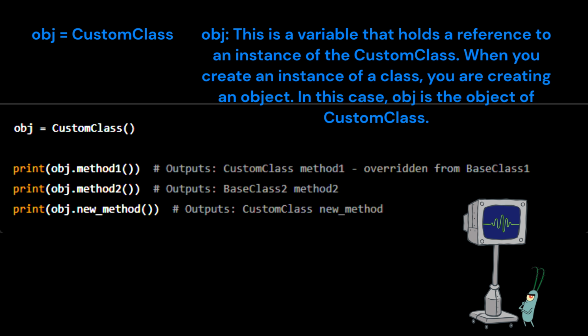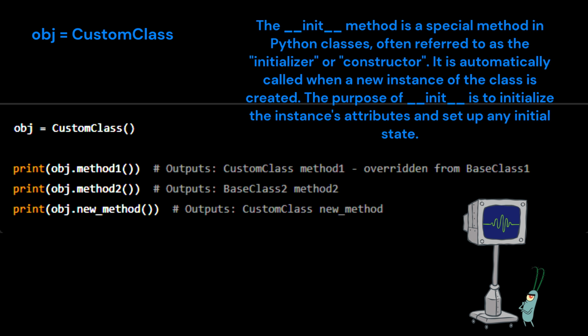obj. This is a variable that holds a reference to an instance of the CustomClass. When you create an instance of a class, you are creating an object. In this case, obj is the object of CustomClass. The __init__ method is a special method in Python classes, often referred to as the initializer or constructor. It is automatically called when a new instance of the class is created. The purpose of __init__ is to initialize the instance's attributes and set up any initial state.